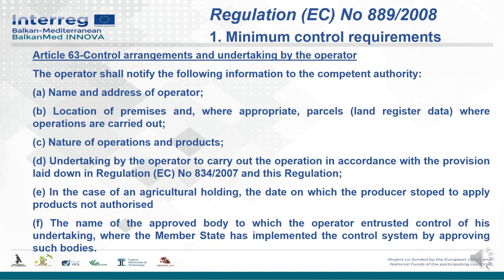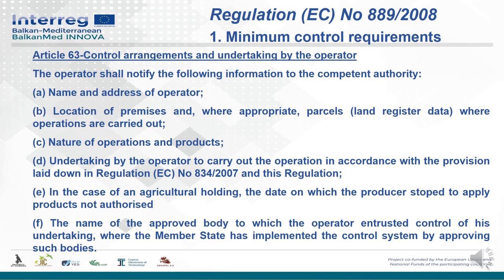The operator shall notify the following information to the competent authority: name and address of operator, so its address, in fact, I mean the address of the holding where they have the offices and they do their processes; location of premises, and where appropriate, parcels or fields, land registered data, where operations are carried out; nature of operations and products; undertaken by the operator to carry out the operation in accordance with the provision laid down in Regulation 834 and this regulation, so the Regulation 889 of 2008.